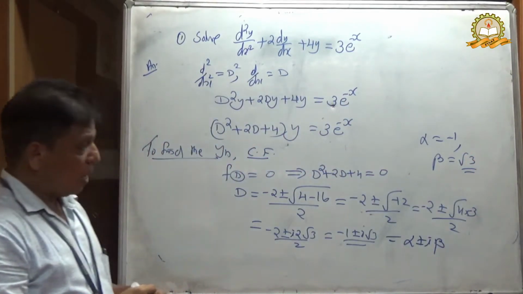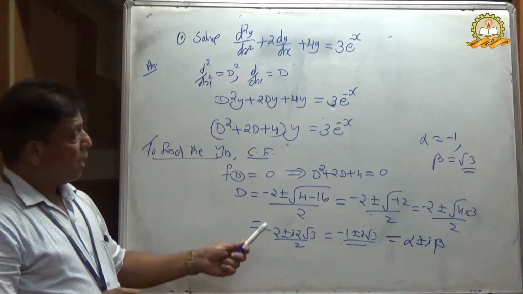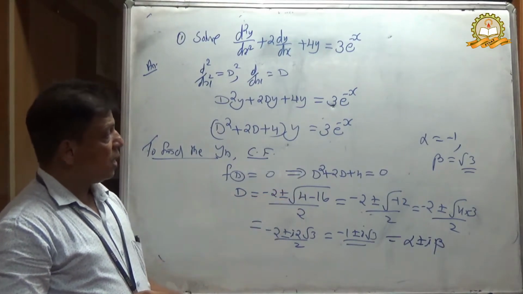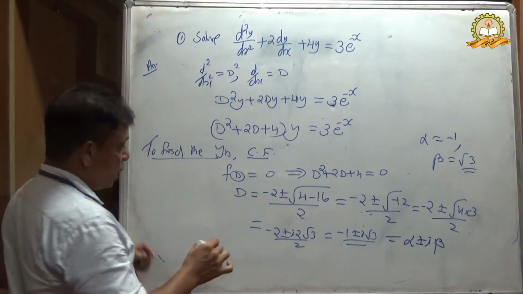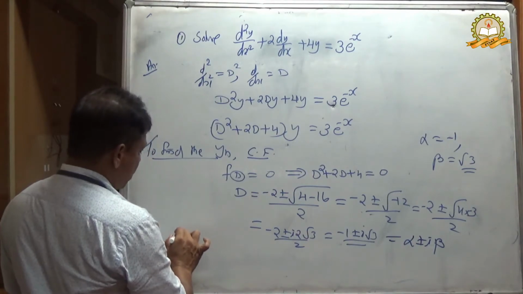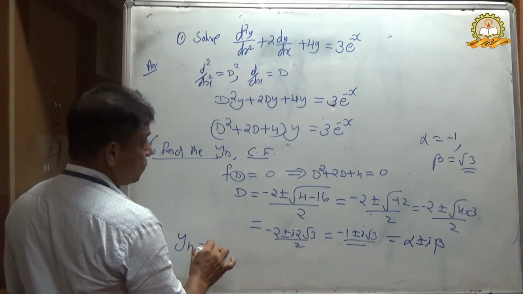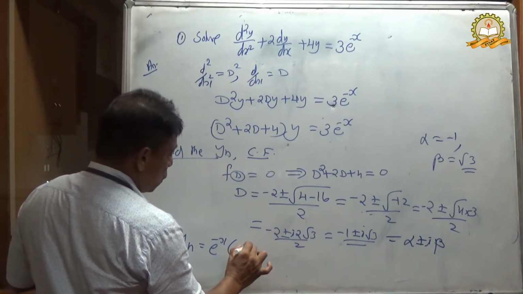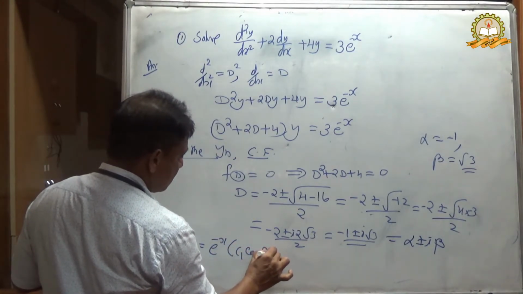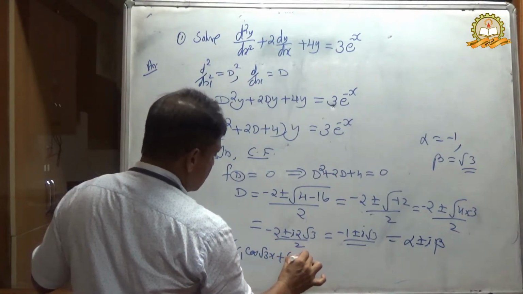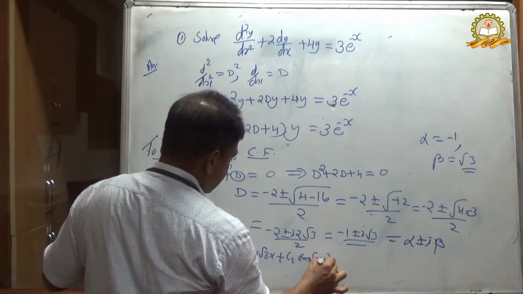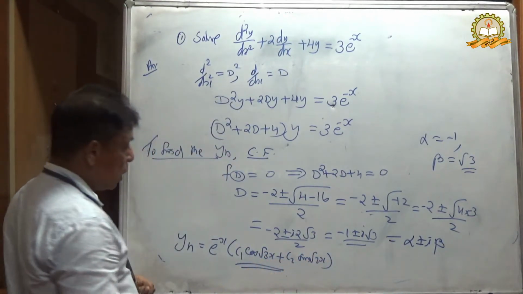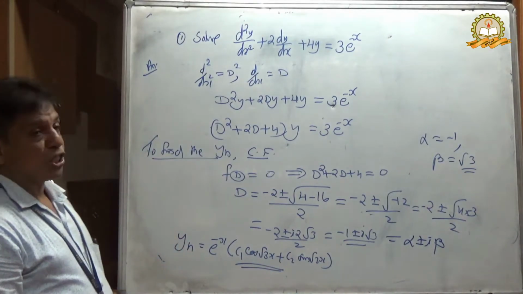Comparing with alpha plus or minus i beta, we get alpha is equal to minus 1 and beta is equal to root 3. Therefore, the complementary function y of h is equal to e raised to minus x into c1 cos root 3x plus c2 sin root 3x. This is the first part, the complementary function part.